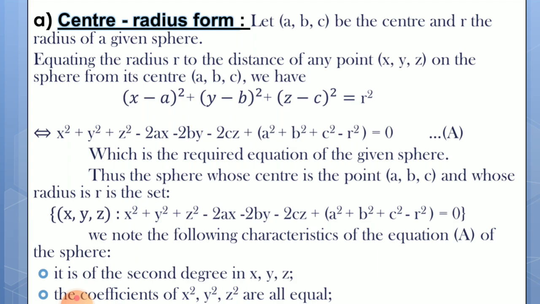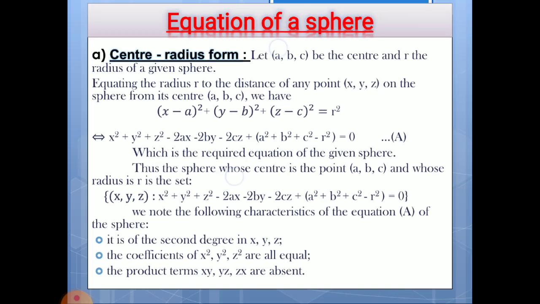Now here we have to note some characteristics of the equation of sphere. If we observe equation A, then what are the coefficients of x, y, z? You have to observe. And what is the degree of this equation? It is a second degree equation. So the first characteristic is that the equation of sphere is a second degree equation in x, y, z. This is very important for MCQ.